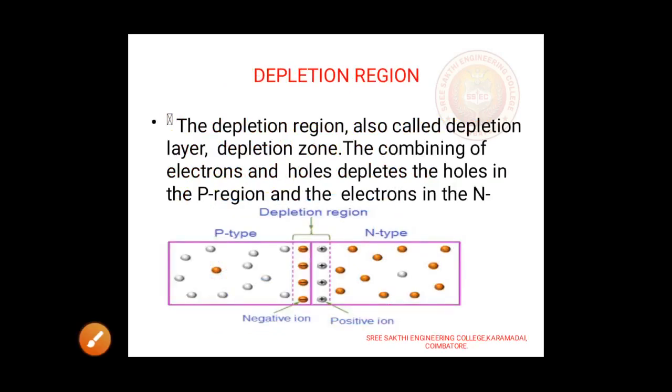Next one is the depletion region. The depletion region is also known as the depletion layer. The combining of electrons and holes depletes the holes in the P region and the electrons in the N region. In the P region, the majority carriers are holes. In the N region, the majority carriers are electrons.